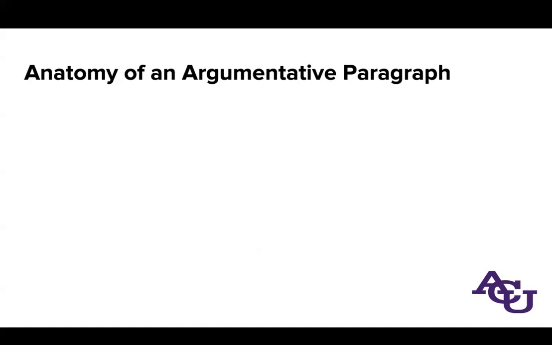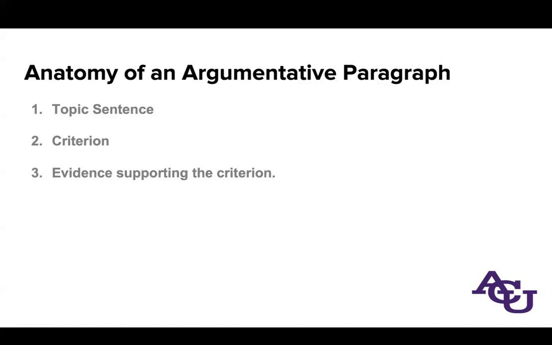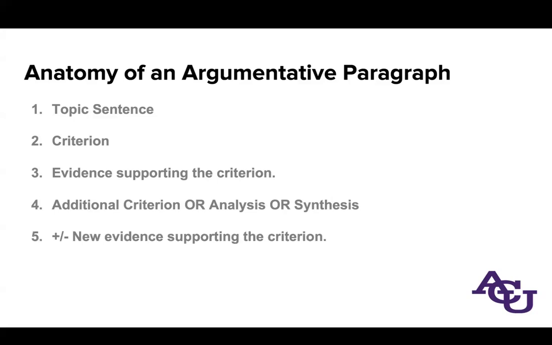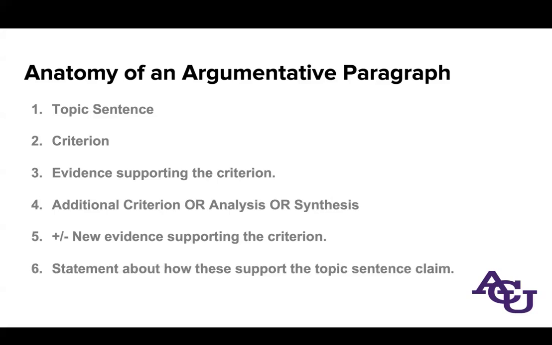If we're saying what goes into here, well, we need a topic sentence. Second, list the criterion that's being measured. Give us some evidence supporting that. And then you might give additional criterion and evidence or analysis or synthesis, and you might have some more new evidence to support this. And then wrap it up, give a statement about how these all fit together. Are you able to show that you have a strongly supported argument? Great. Remind the reader, show them how these fit together.